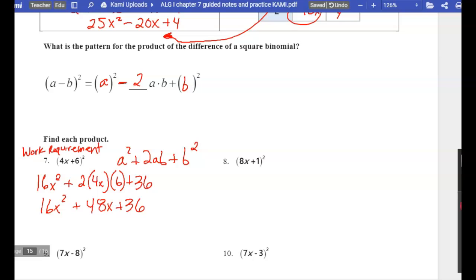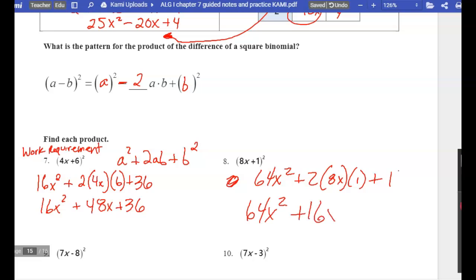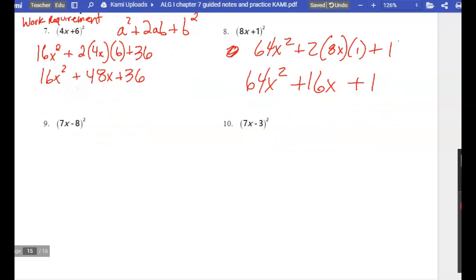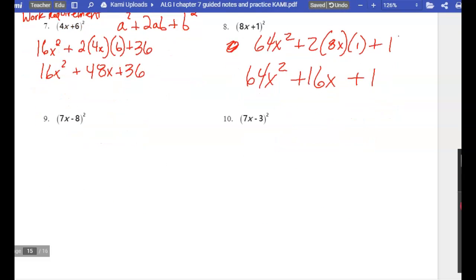And one more time, 8x squared, so you end up with 64x squared plus 2 times 8x times 1 plus 1 squared, which we know is just 1. So we end up with a final answer of 64x squared plus 16x, because there's 2 times 8x times 1, plus 1. So just adding this one extra step does not take that long.